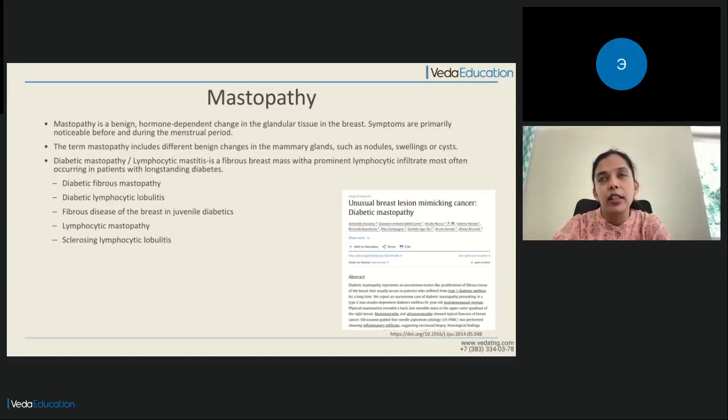Overall, any change in the anatomical structure in the glandular areas of the breast, or even in the skin, any of the anatomical changes which stay for a longer period can carry a risk of breast cancer. And diabetic mastopathy is also one of those conditions which usually could be self-limiting, but if it persists for a very long time, then it can be considered as precancerous as well.